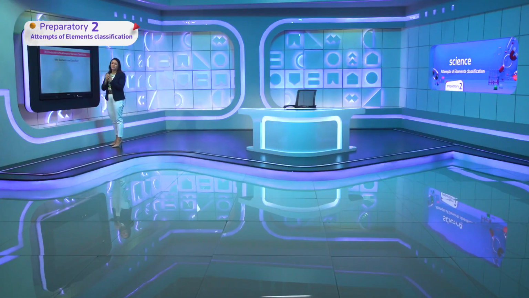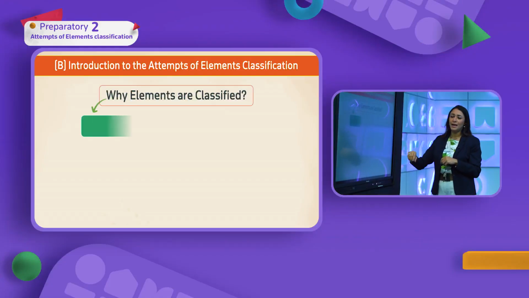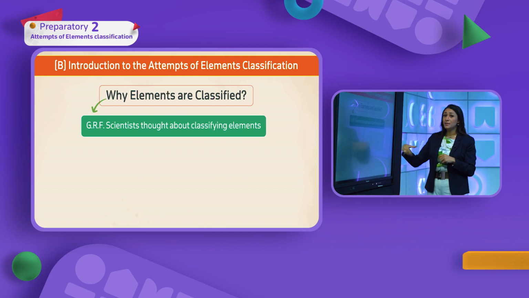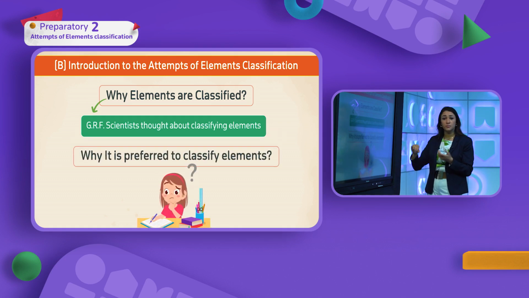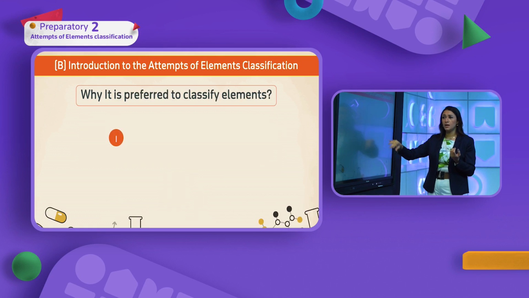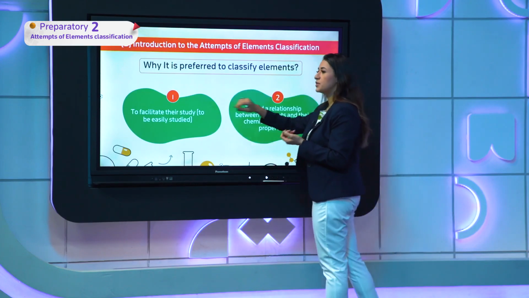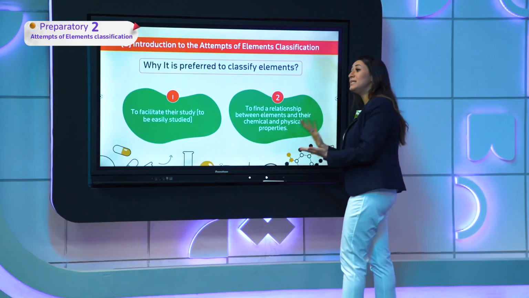طيب نفس الكلام ده chemists tried to do it in chemistry. According to the elements that they discovered, they wanted to organize the elements, to classify them. طب according to what? According to their physical and chemical properties. يجي سؤال مهم يقول لي why scientists thought about classifying elements? Number one, they preferred to classify them. طب why? Because to facilitate their study, to make their study more easier.